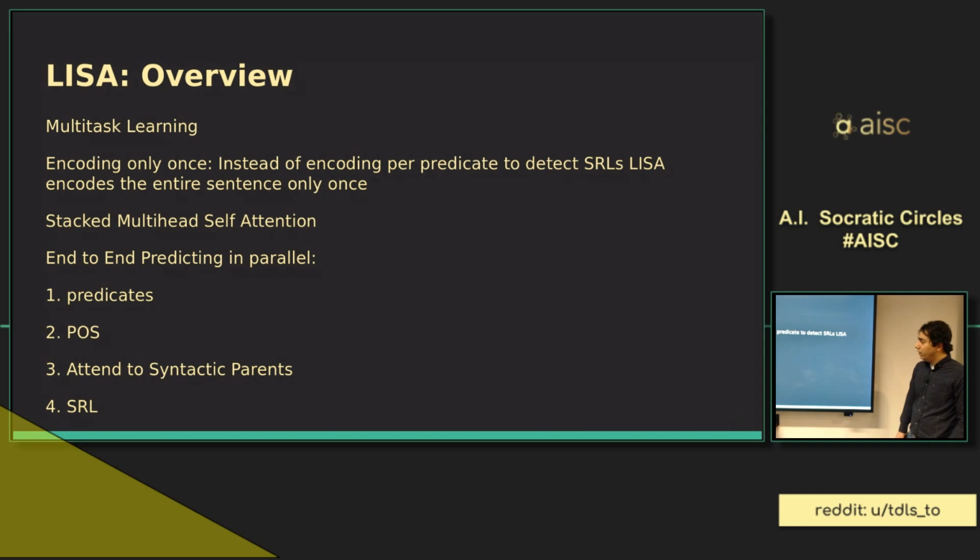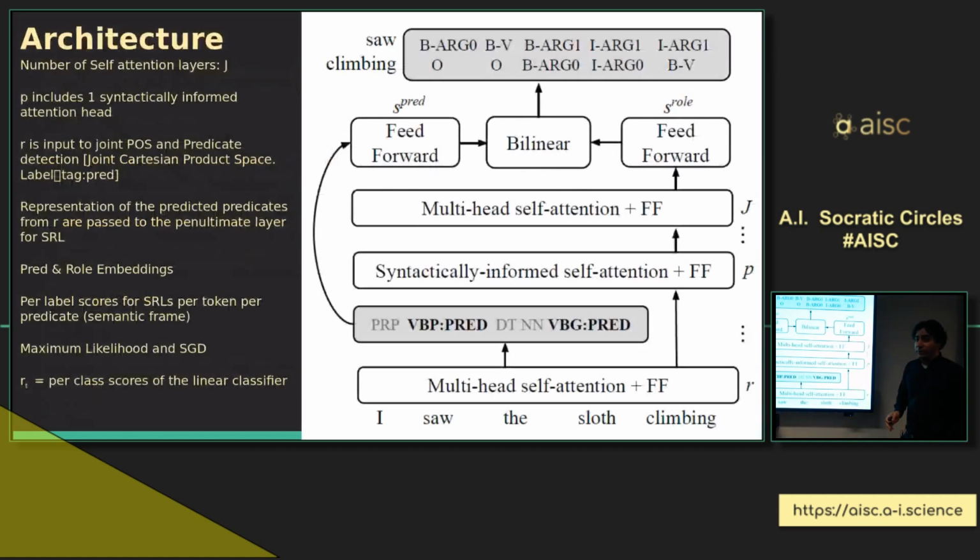Sorry for the quick interruption. So basically, we're overviewing LISA and its architecture. It's multitask learning. I just explained that it doesn't encode every predicate in a sentence separately, which is computationally more efficient, stacks multi-head self-attention layers, and does end-to-end predicates, POS, attention to syntactic patterns, as well as semantic role labeling at the same time. All right. We'll see. Yeah.